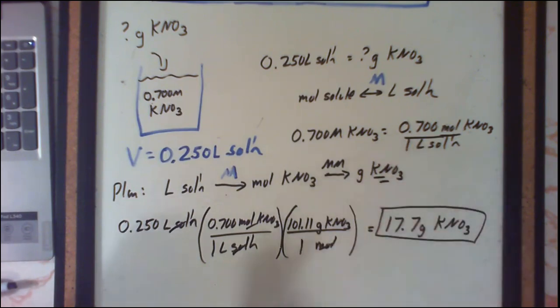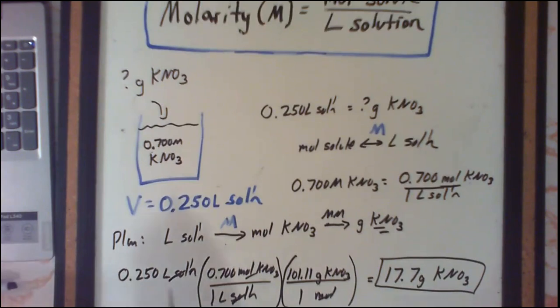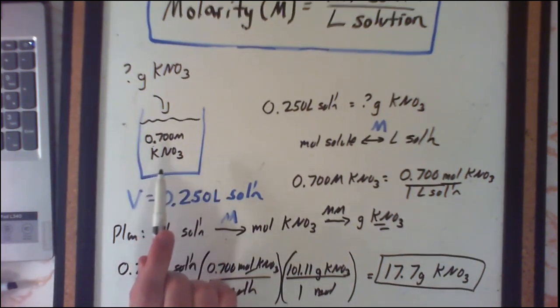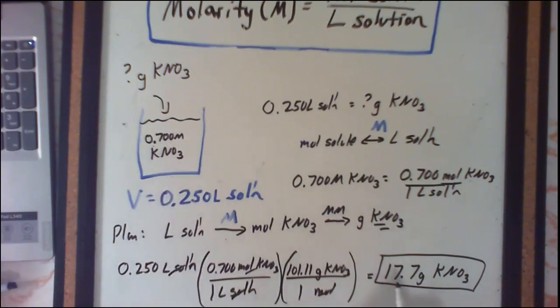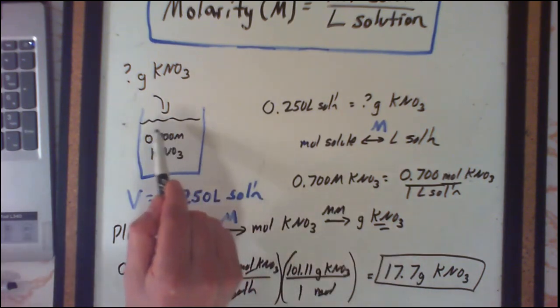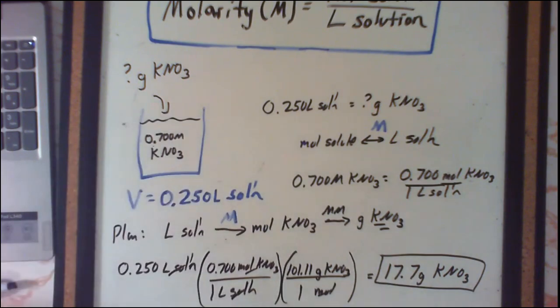This calculation tells me, and this is very practical, that in order to prepare 0.25 liters of a 0.7 molar potassium nitrate solution, I need to dissolve 17.7 grams in that total volume of solution. And once it's fully dissolved and homogeneous, that will give me my desired 0.7 molar potassium nitrate solution.